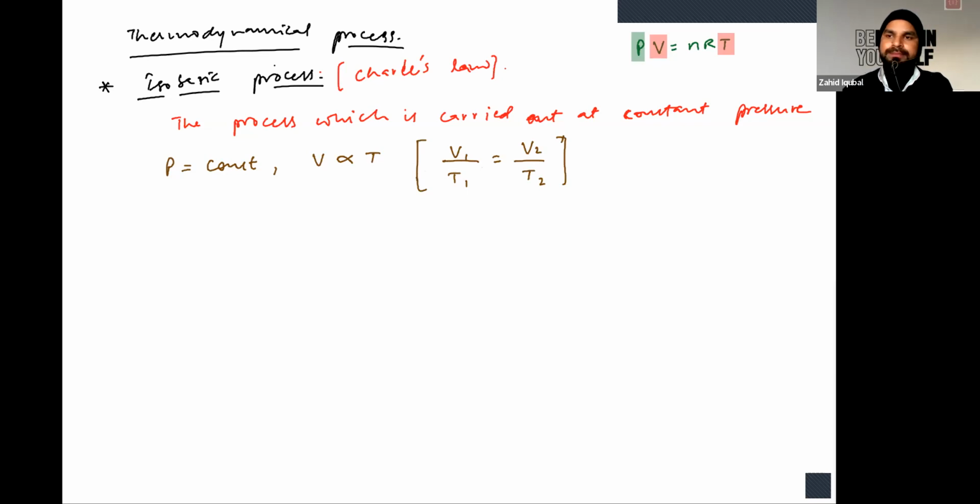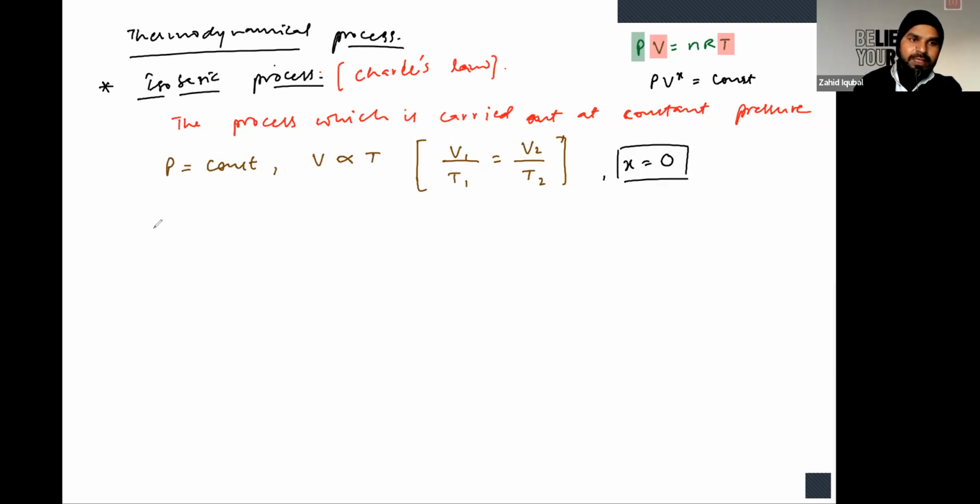Harsh, is it clear? Yes, sir. Next, to define the general expression, PV to the power x is equal to constant. So what should be the value of x so that P becomes constant? Put x to be 0. Then V to the power 0 becomes 1, so you're left with P is equal to constant. So x should be equal to 0.